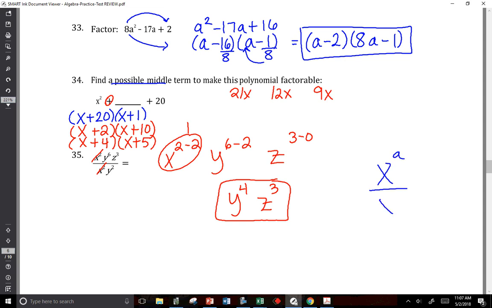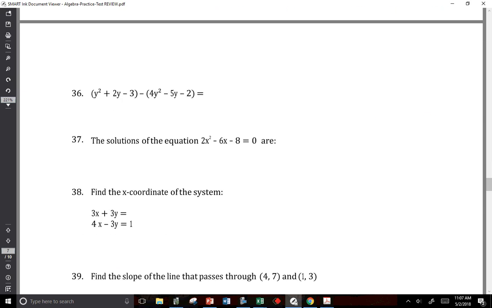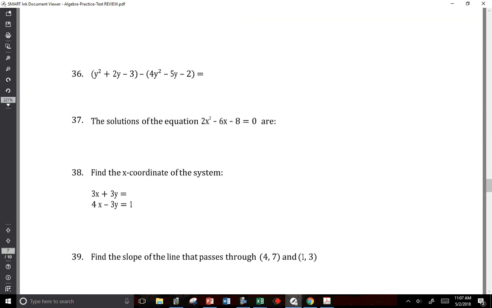So then it's just combine like terms. We have y squared minus 4y squared. So that's going to be negative 3y squared. Then I have positive 2y that can go with positive 5y. So I'm at plus 7y. And then I have negative 3 that can go with positive 2. So that's minus 1. Oh, we don't have to solve it. That's it. Questions?